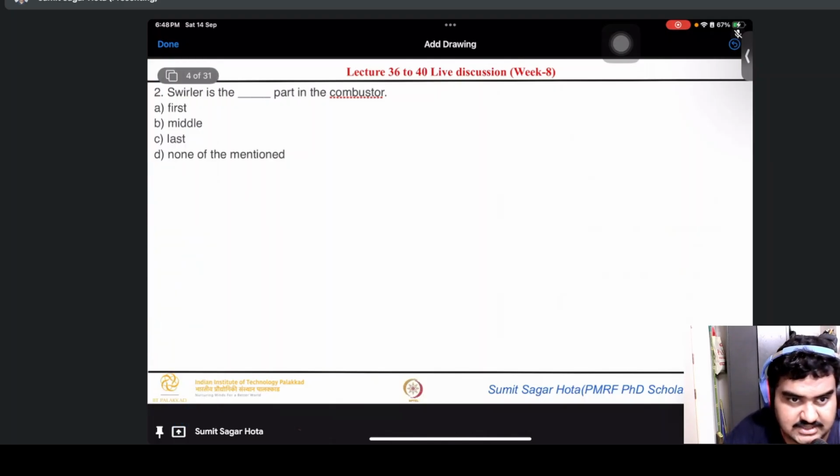The swirler is the dash part of the combustor. The swirler is always the first part of the combustor, which induces the swirling motion and helps in flame stabilization.